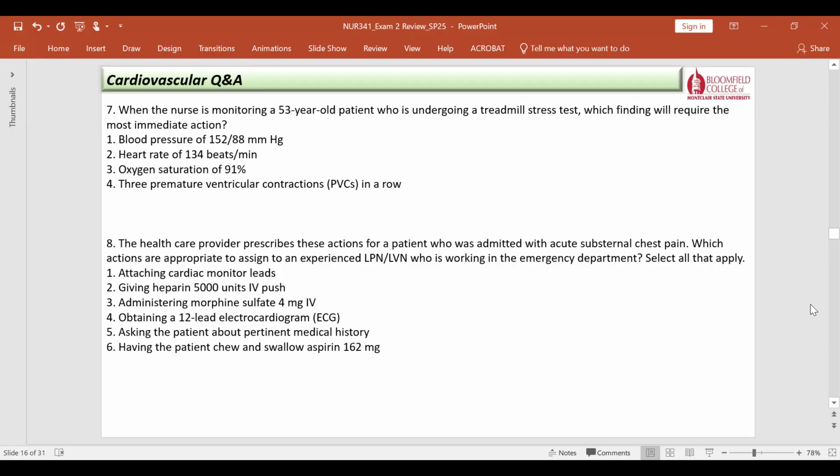If you see an isolated PVC, let's say every 5 minutes, 10 minutes, or an hour or 2 hours, one PVC, that's okay. But when you see 3 PVCs in a row, that is not good. Three PVCs in a row indicate non-sustained VTach. It's a precursor to a more complicated, more detrimental, and more life-threatening dysrhythmia that is going to happen. So it's a precursor to a major problem.